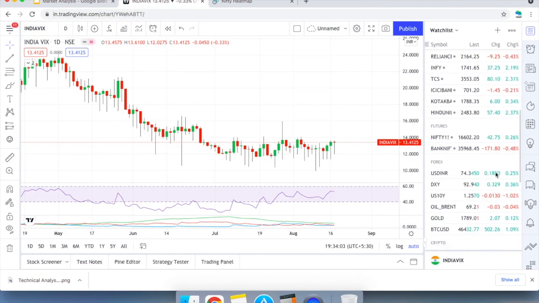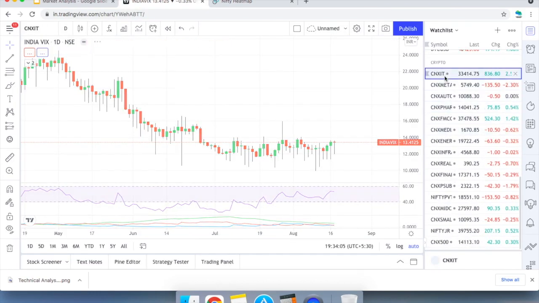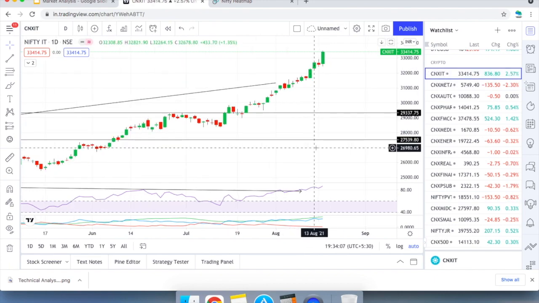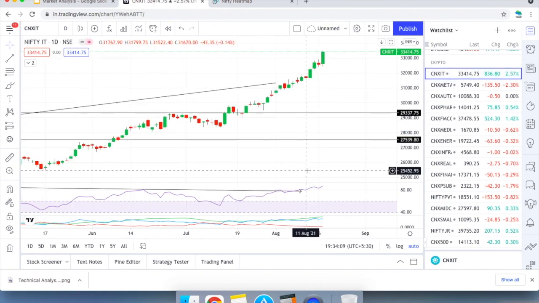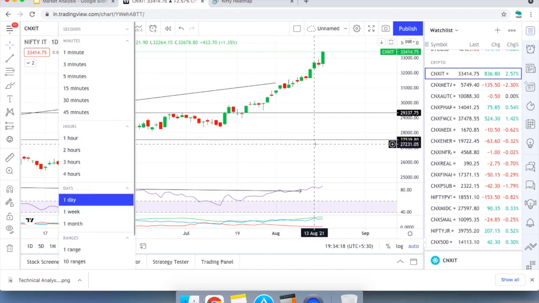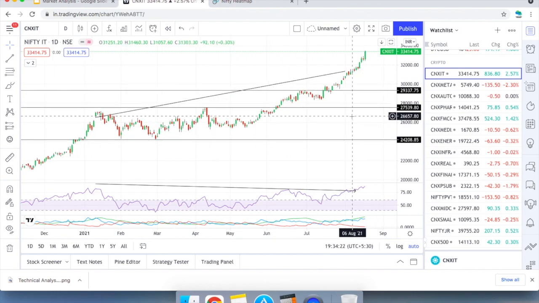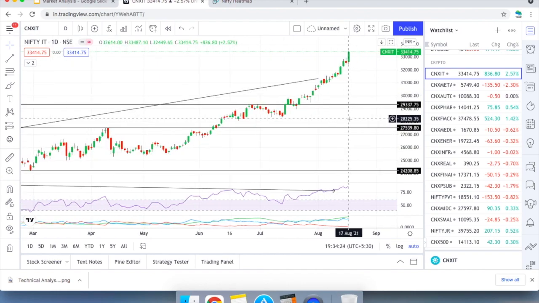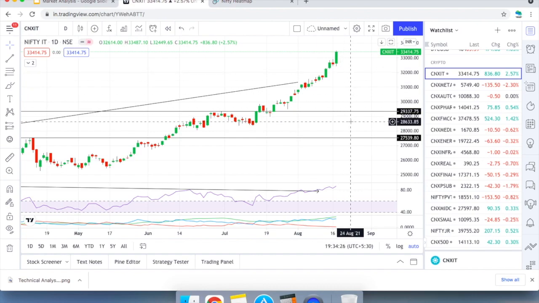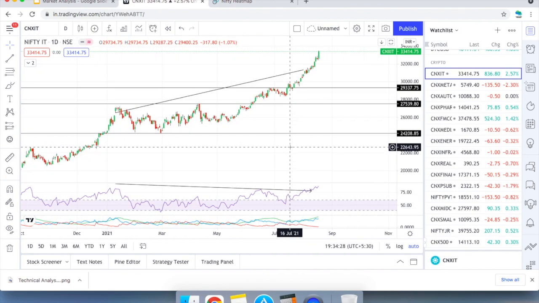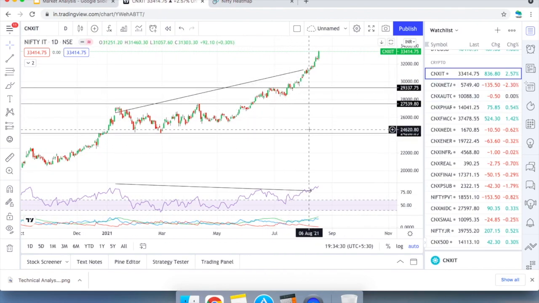So let's look at the IT index once more. It's breaking out and heading up like anything. So the momentum is heading up, right? There is a vertical up move that is happening, so we have to be slightly cautious. Whenever it moves vertically, it will come down also vertically, so we have to be a little cautious on that. But it is clearly trending up, so trail the stop loss.